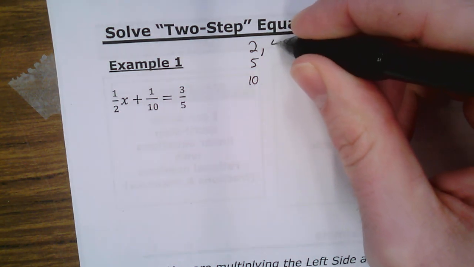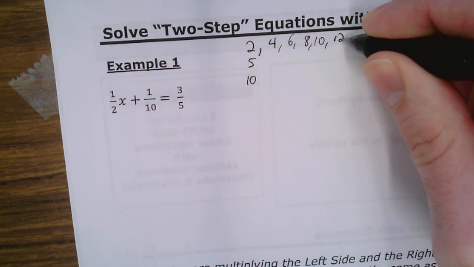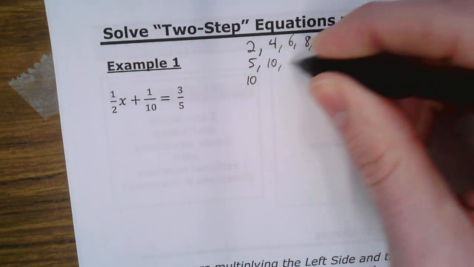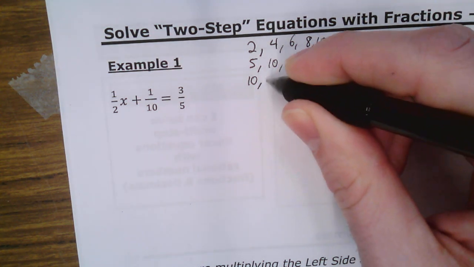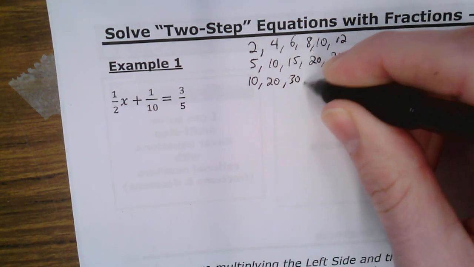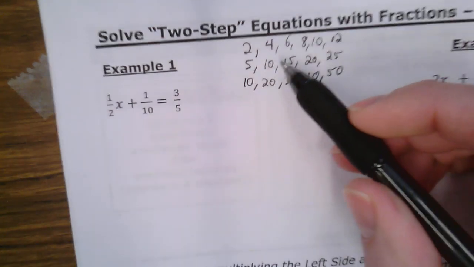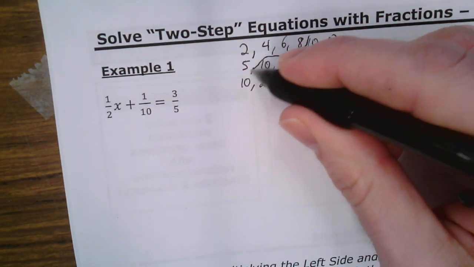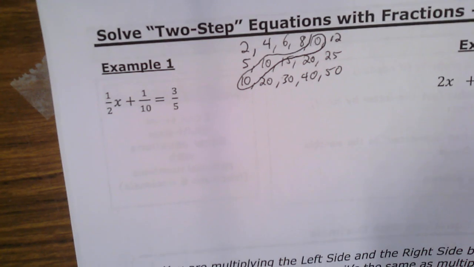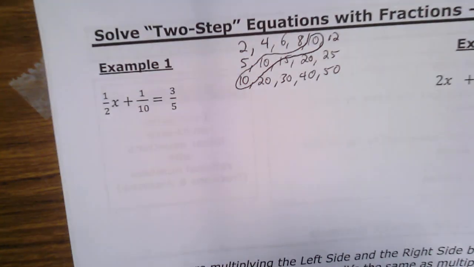So I'm going to go 2, 4, 6, 8, 10, 12, okay, 5, 10, 15, 20, 25. So I would just 10, 20, 30, 40, 50. I'd make a few multiples, and then I would look for the lowest multiple they have in common, the least common multiple. In this case, it's 10. Okay? So that's a few ways to get your lowest common denominator. We want to get these to all be 10.